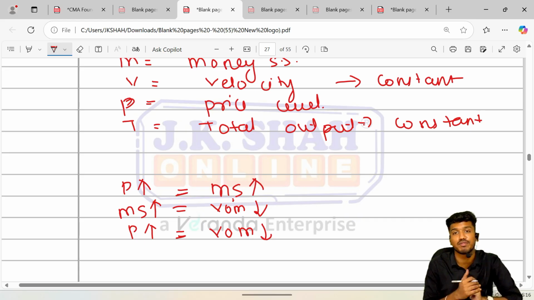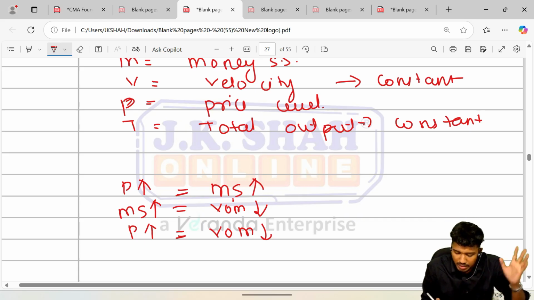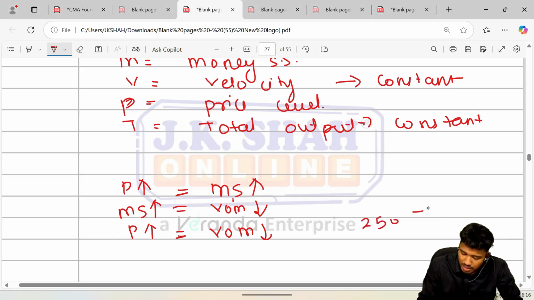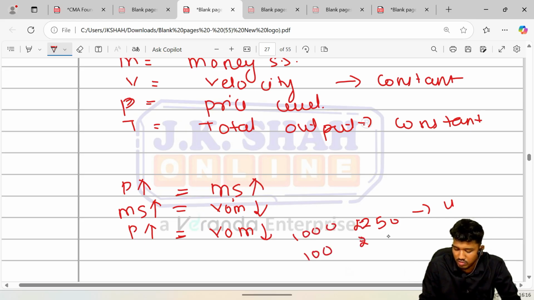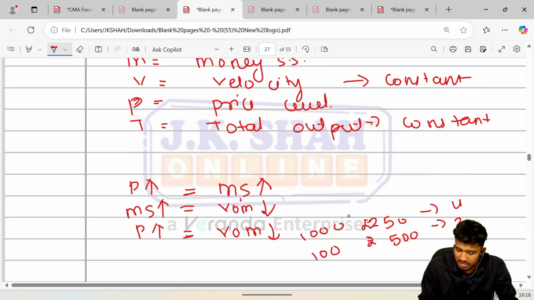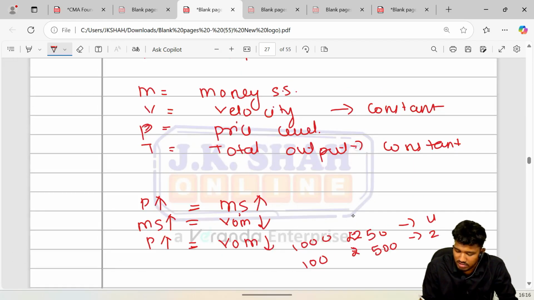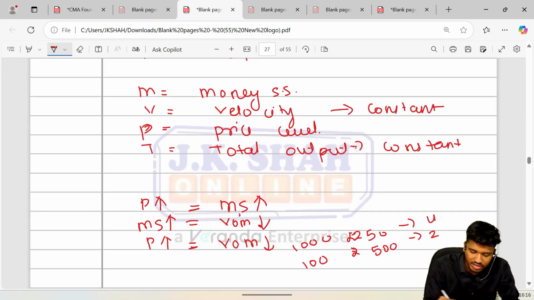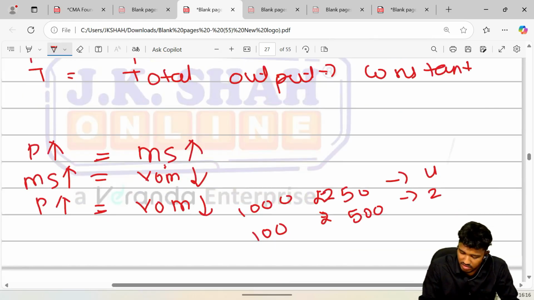I gave an example of Dev. Previously he was buying a t-shirt for rupees 250. His income was 1000, and the price per t-shirt was 250, so he was able to buy 4 quantity. Now the price has increased to 500. He is now able to buy only 2 quantity. So as the price level increases, the value of money decreases.